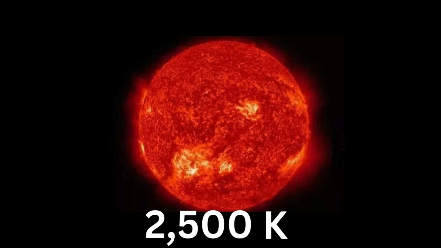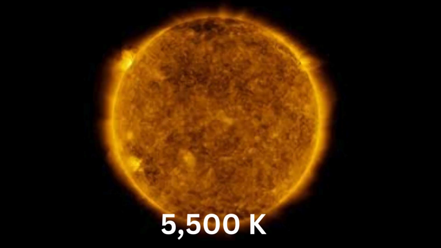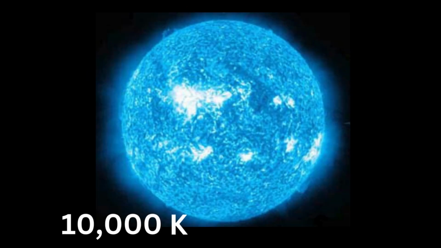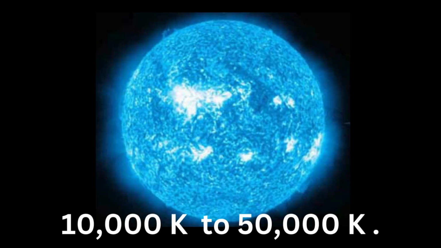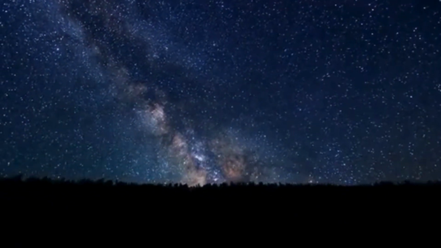Astronomers measure temperature using the Kelvin scale, which starts at absolute zero, the coldest temperature possible. For example, a red star might have a temperature of around 2500 Kelvin, about 2225 degrees Celsius or 4040 degrees Fahrenheit. A yellow star like the sun is around 5500 Kelvin. A blue star can reach temperatures between 10,000 Kelvin and 50,000 Kelvin. The hotter a star, the more energy it radiates and the brighter it appears.